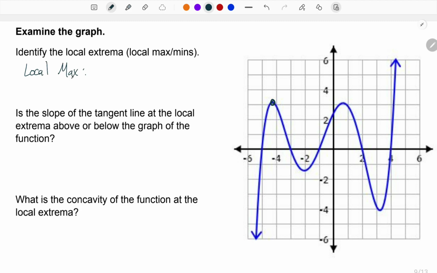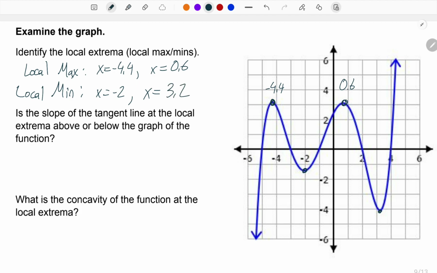Let's list them all at negative 4.4 and 0.6. Again, it's just a rough guess, so it doesn't have to be precise. Local minimums, we have one at -2 and just a little bit past 3, so we'll call it 3.1, maybe 3.2. Let's just say 3.2.